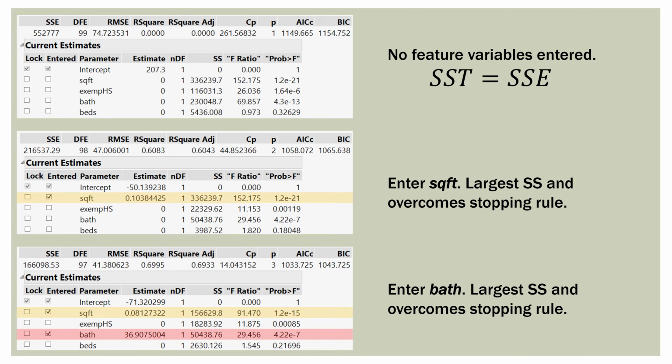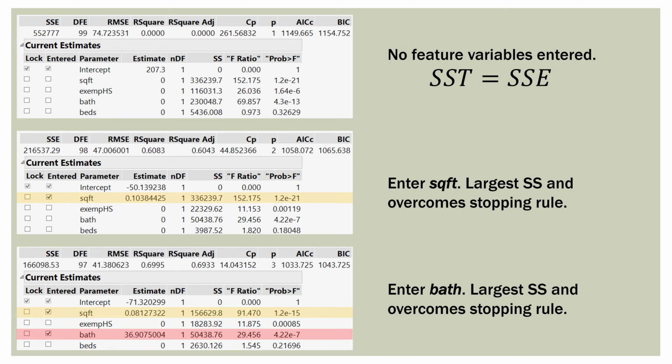But if you look down at the output below, look at the sum of squares for square footage. It's 156,630. Look at the sum of squares for number of bathrooms, 50,439 approximately. Well, if we add together those two sum of squares down there and look at the difference between 552,777 and 166,099, those don't add up. It's not enough. There seems to be sum of squares missing.